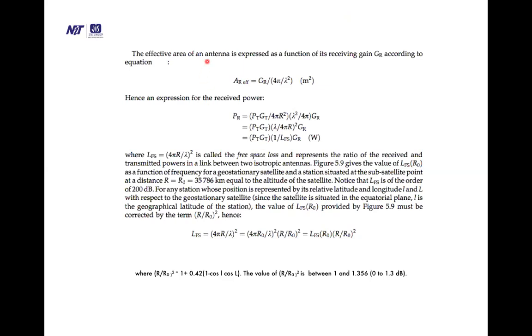The effective area of an antenna is given by GR, the gain of the antenna, times lambda square divided by 4 pi, in meter square unit. Hence, an expression for the received power is shown here. Received power is equal to PTGT into 1 by loss into gain of the antenna. The loss, 4 pi R by lambda whole square, is known as free space path loss or free space loss.